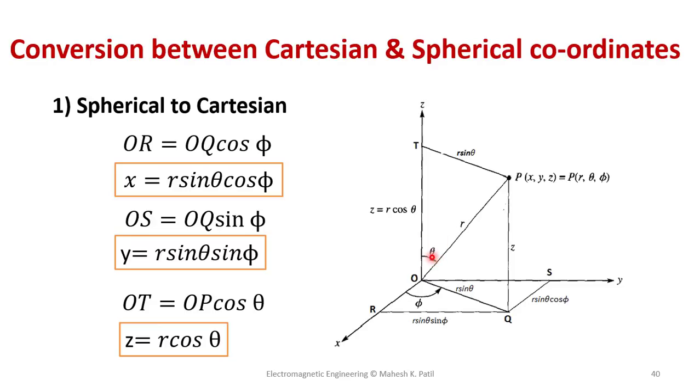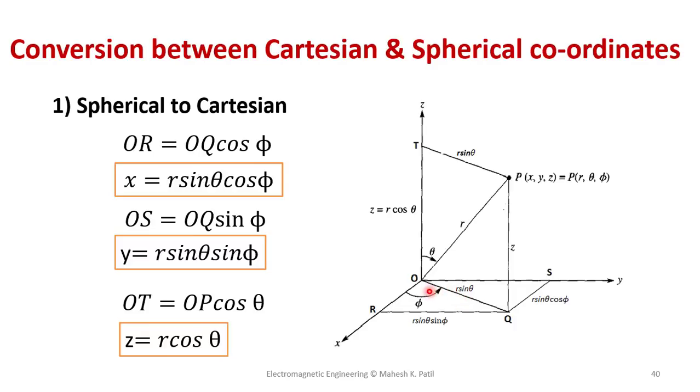So cos theta will be adjacent side divided by hypotenuse. So adjacent side will be r cos theta. Therefore here OT, that is Z, becomes r cos theta. Now TP is parallel to OQ, so TP value is r sin theta. Similarly OQ value is r sin theta. So they are equal.